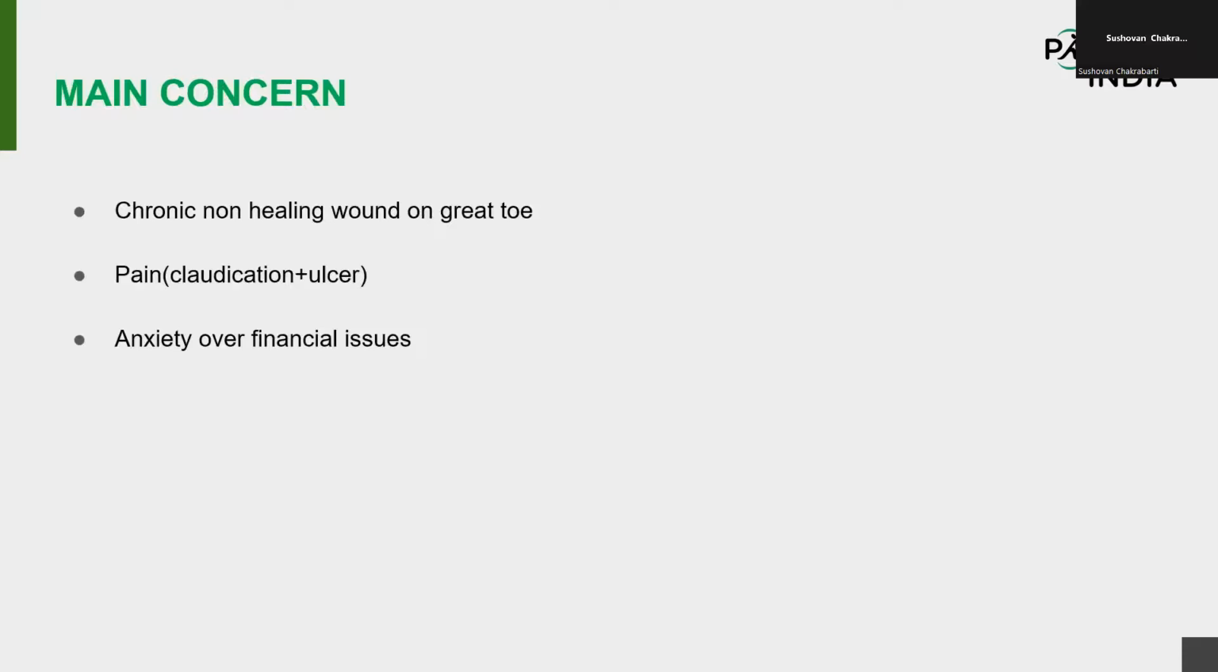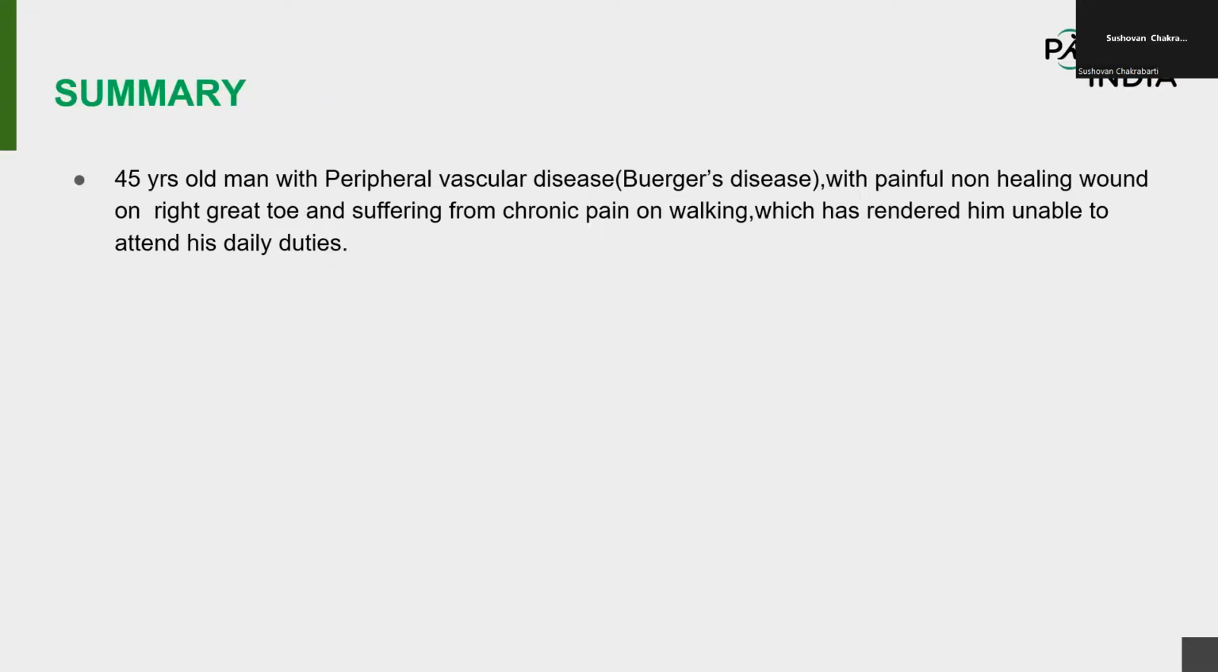So our main concern over here is the chronic non-healing wound on the great toe, the pain, which is the claudication, as well as the ulcer pain, and his anxiety over financial issues. So in short, a 45-year-old man with peripheral vascular disease, Buerger's disease, with a painful non-healing wound on the right great toe and suffering from chronic pain on walking, which has rendered him unable to attend his daily duties.